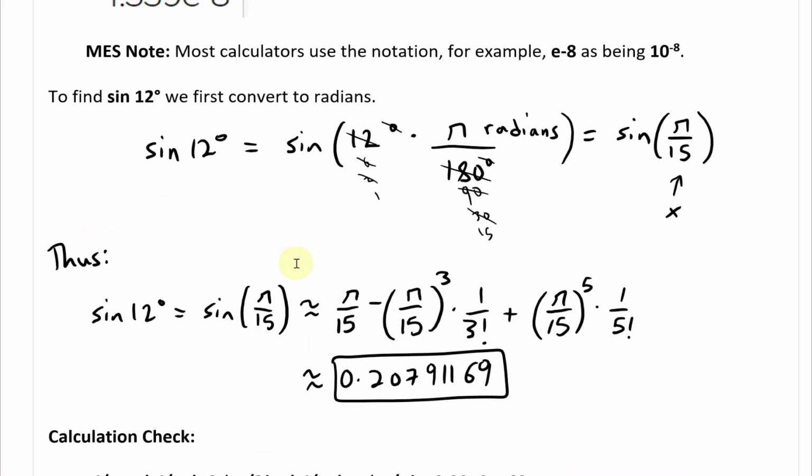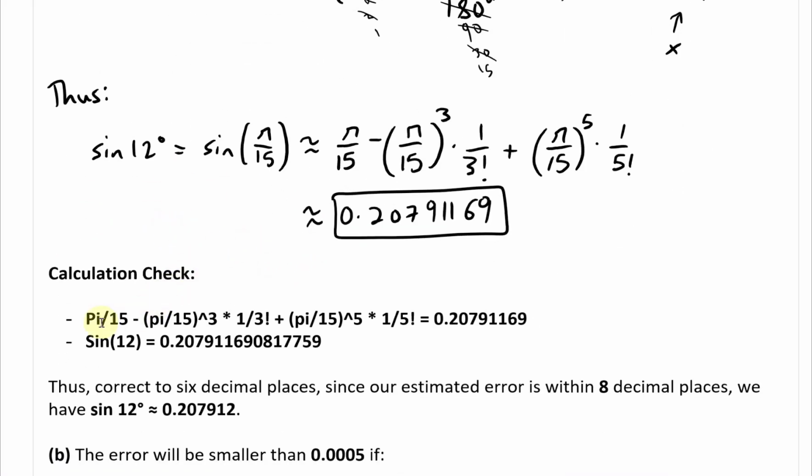Yeah, so here is the calculation check right here. So pi over 15, again using my OneNote calculator, minus pi over 15 cubed times 1 over 3 factorial plus pi over 15 to the power 5 times 1 over 5 factorial. And that's our answer. Let's press delete, press space. Yeah, so it gives a big giant one over here, 7169. So there it is over there.